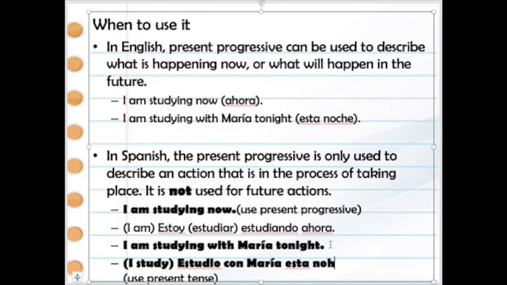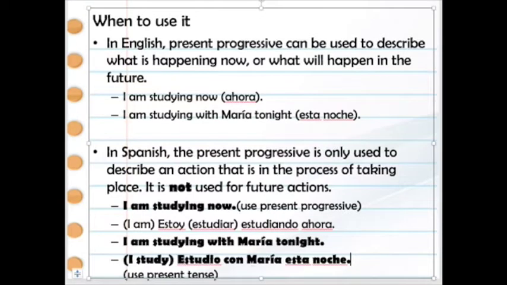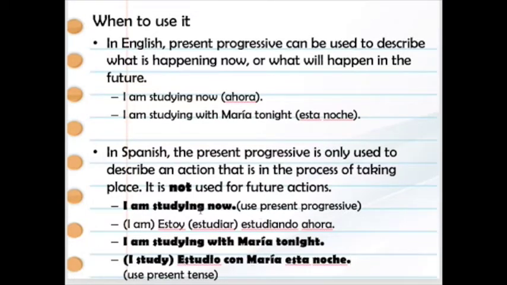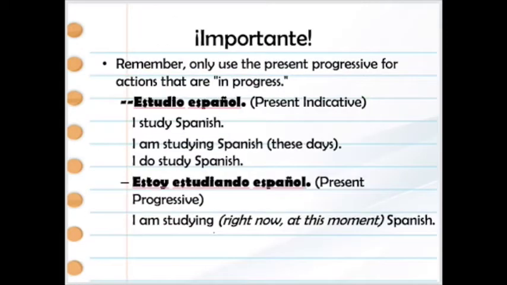Esta noche. All right, I study with Maria tonight. We use the present tense there. See the difference? We're going to talk about using the -ando when we talk about something that's going on now. So if we had a timeline, this would be something that's literally happening as we're speaking. Okay? It's importante. Remember, we only use the present progressive for actions that are in progress. Right? Estudio español. That's from the verb estudiar, which we just had. I study Spanish, meaning I study Spanish now.